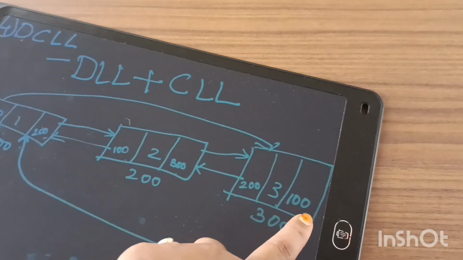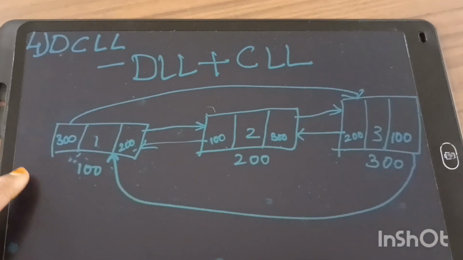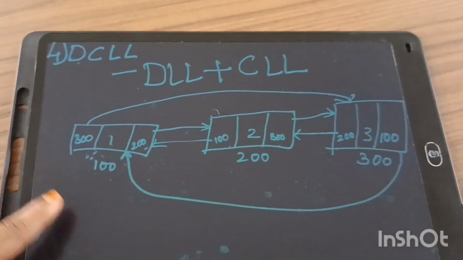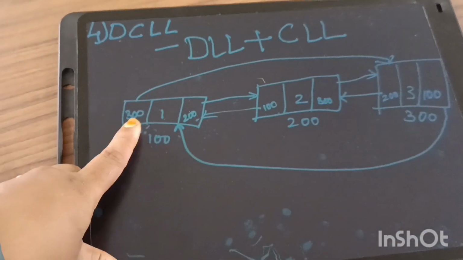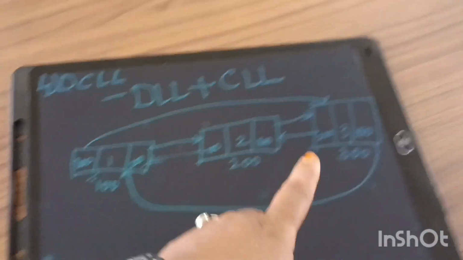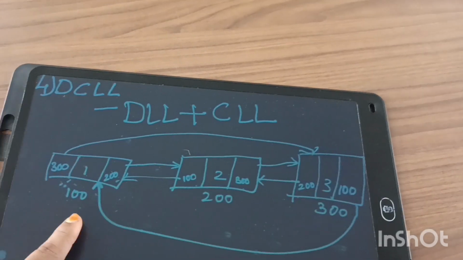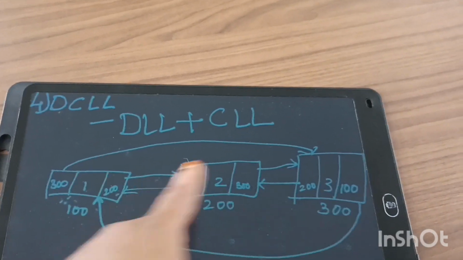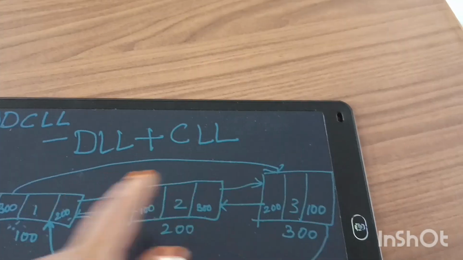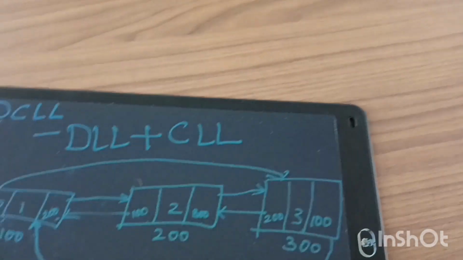Then the address of next node, as I told you, circular means it will come to the first node. The address of first node is 100, so you note 100 here and it will point there. Then when it comes here, this is the first node and this is the last node, so the previous node is the backside node. So we make the address 300, and it will point to the previous node.